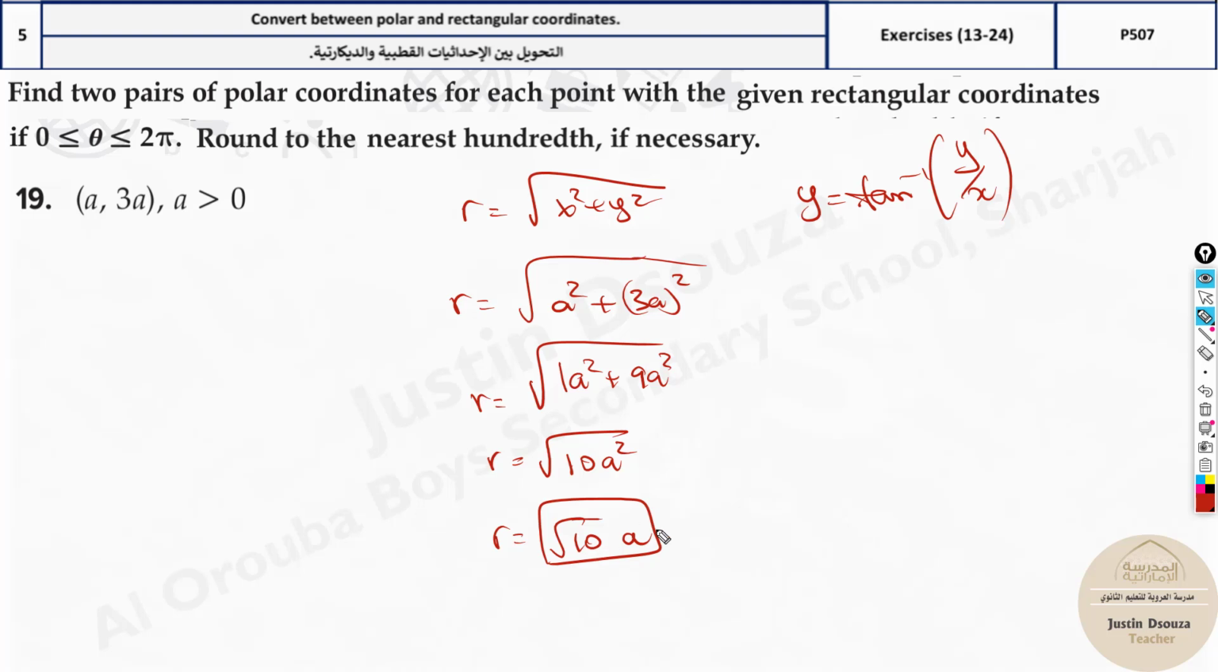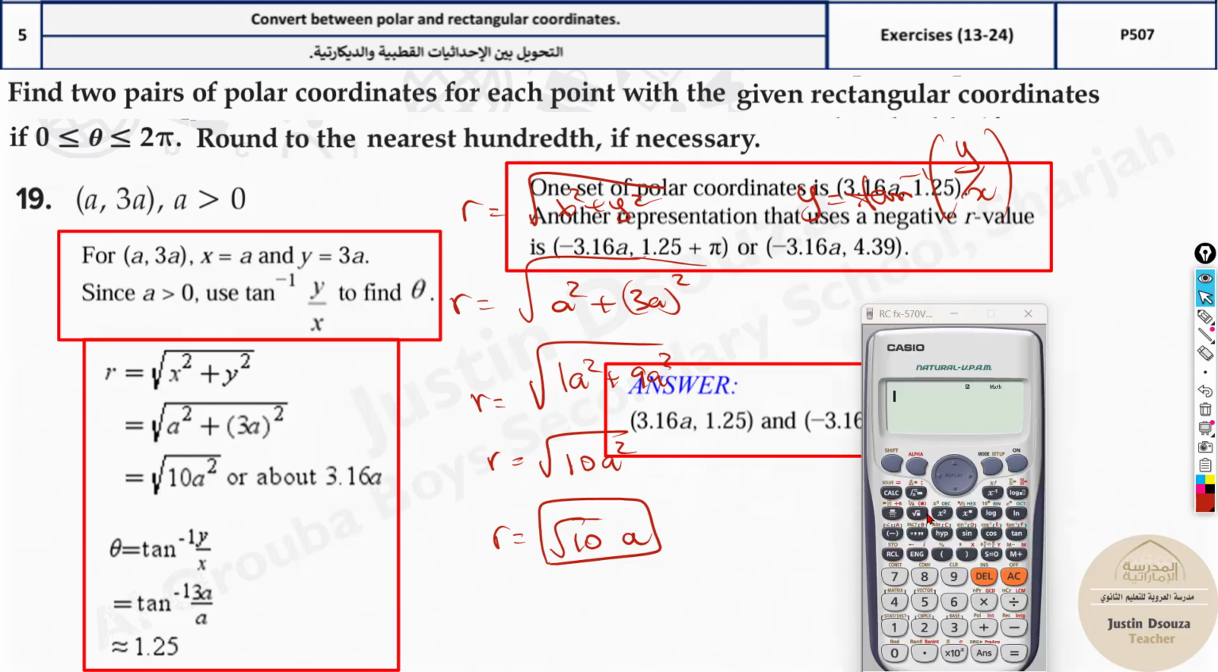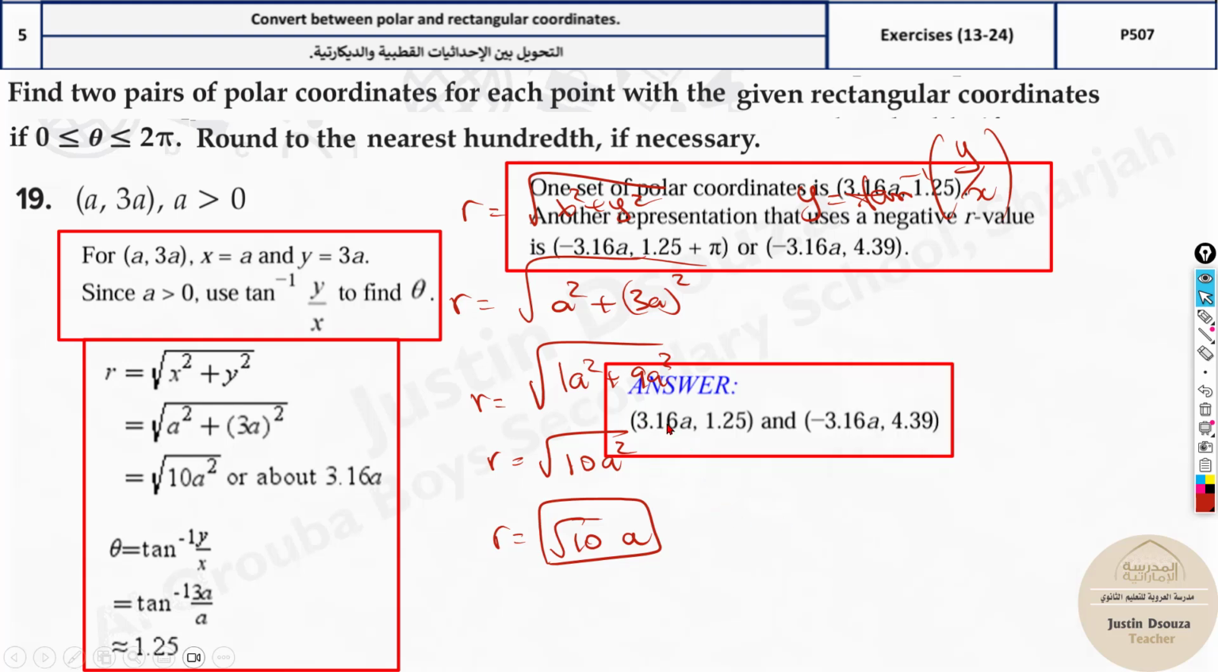So our final answer must have this, or I think they have substituted root 10. Now if you do this root 10, let me just show you in the calculator. Use the square root symbol and 10, the answer is 3.16. So that's why they have written 3.16a, or you can even leave root 10. Sometimes the answers in the final exam will be like this, root 10a.